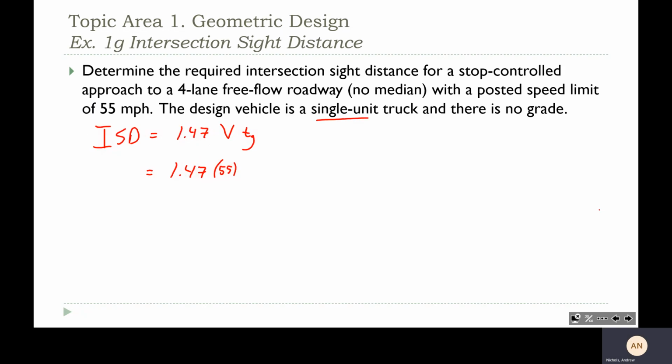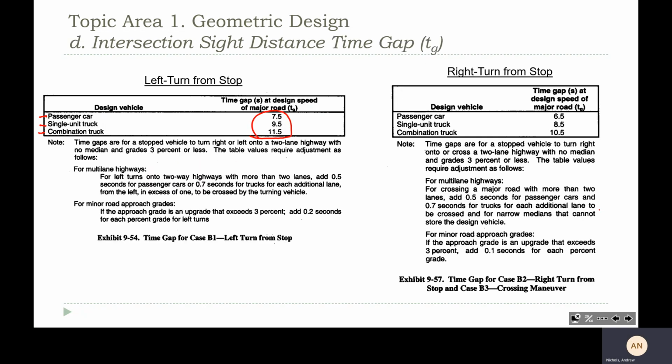And jumping back, again, this is probably beyond the scope of the FE exam, but this table is left turn from a stop. This table is a right turn from a stop. You have to design for the most conservative instance. We actually need to look at both to be able to evaluate the sight triangles. But for the left turn movement, the single unit truck is 9.5 seconds. For a right turn, it's 8.5 seconds.